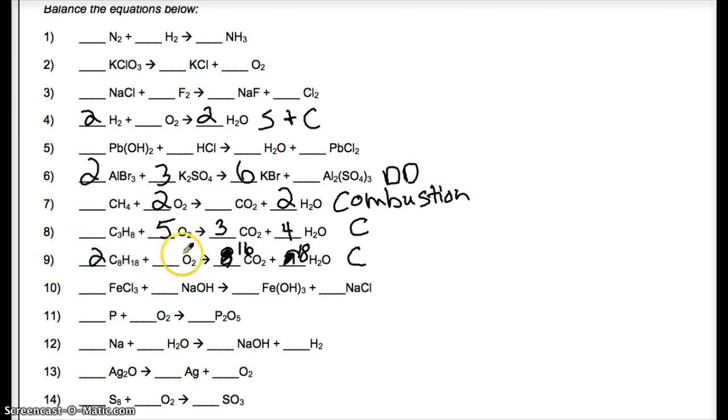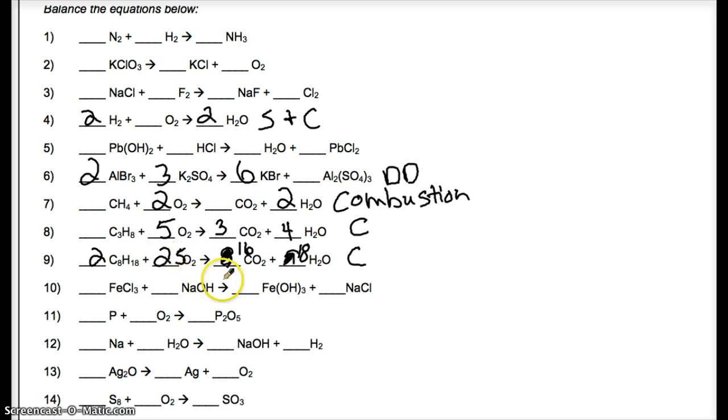All right, so when we doubled the 9, it became 18. So 18 times 2 is 36. 2 times 18 is 36. 2 times 8 is 16. That gives me the 16 carbon. All right, now let's add up the oxygen. 16 times 2 is 32, plus 18 is 50.